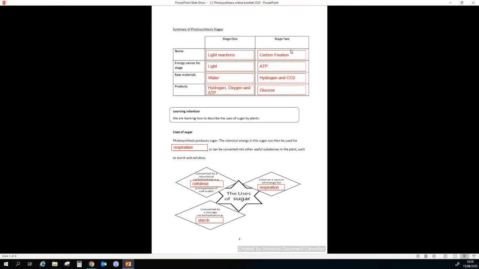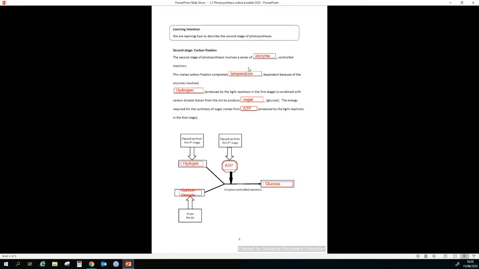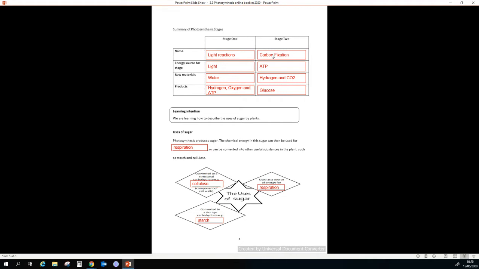This is quite a cute little summary diagram. So it shows for stage 1 and stage 2 photosynthesis, what the name for the stage is, what is required, what the energy source is, and what is produced.